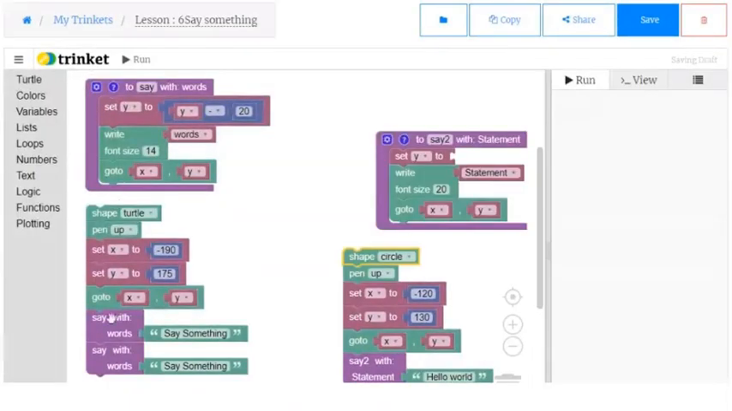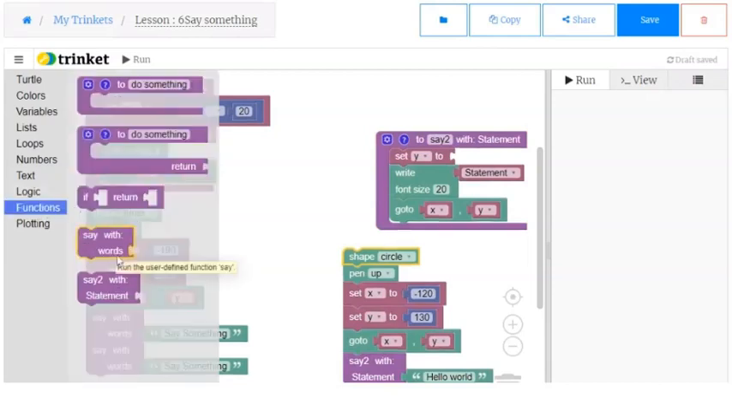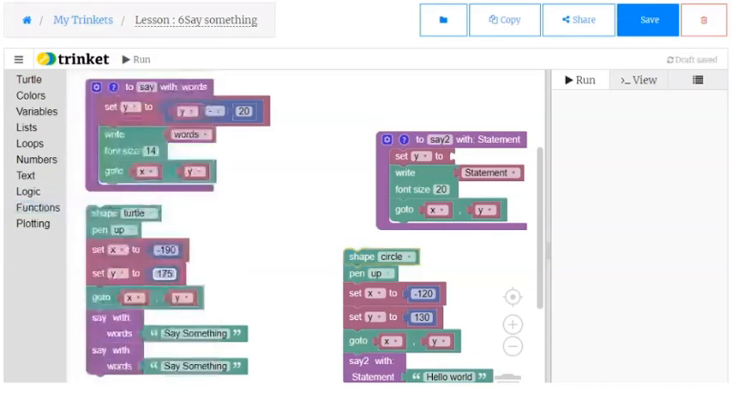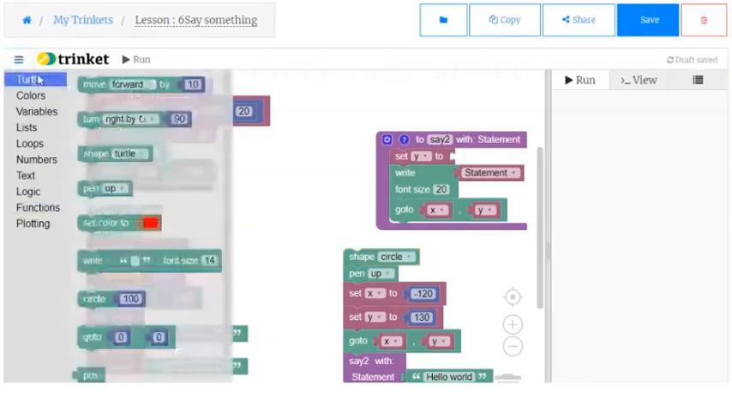Look at here. On the left side, say with words. Yes, you have to use the say with words block. This is a function for calling a function, isn't it, Aman? This is a block for calling a function. We need this, and we need this for printing something.